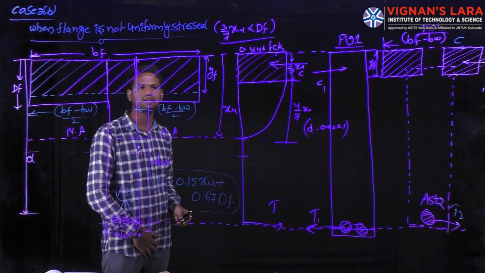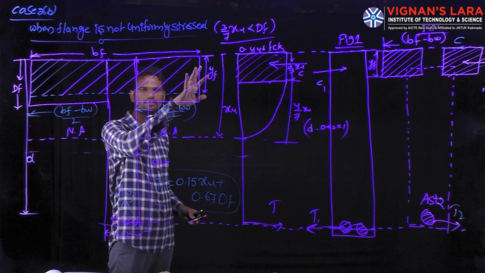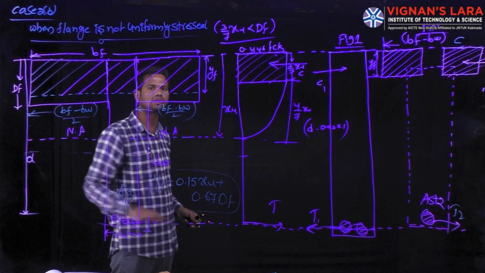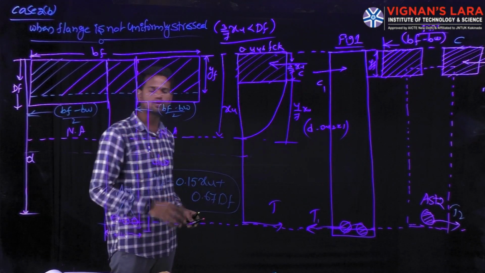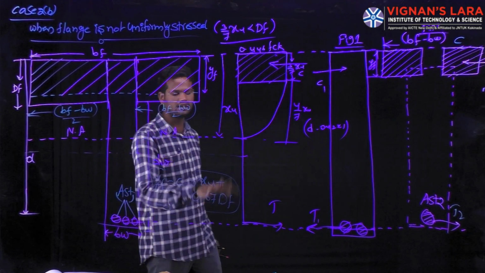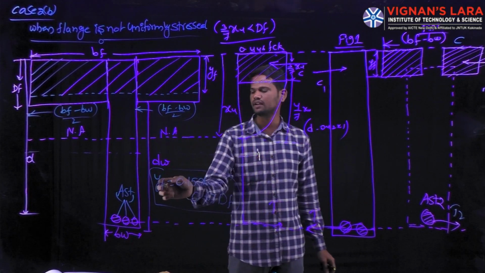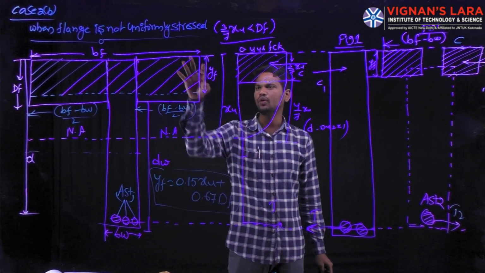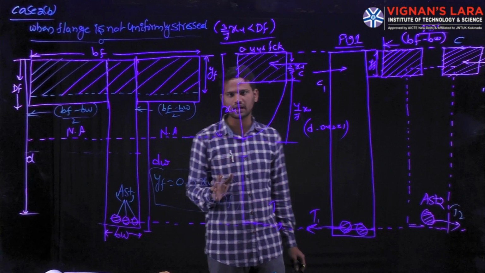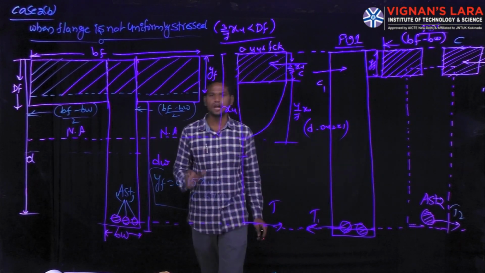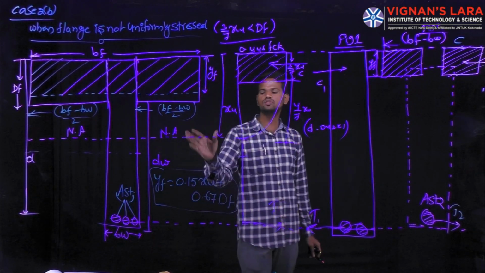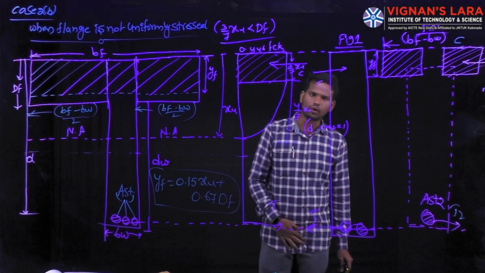the depth of the neutral axis that divides the total compressive force and total tensile force. By using that, we can calculate the actual depth of the neutral axis, and Df is the depth of the flange. By substituting all these parameters, we will get the yf. yf is the condition when the flange portion is not uniformly stressed. In those situations, we will calculate the yf.